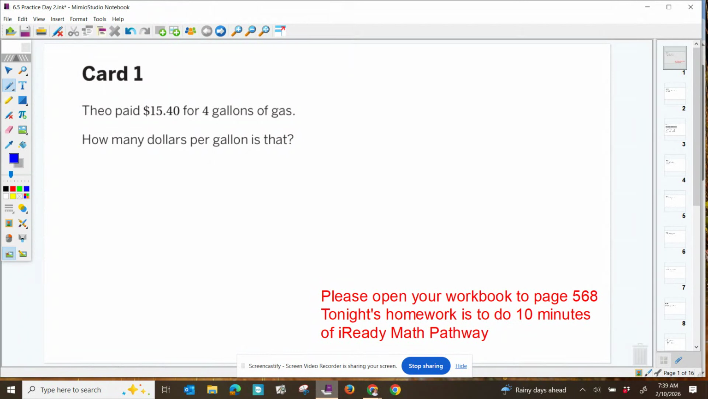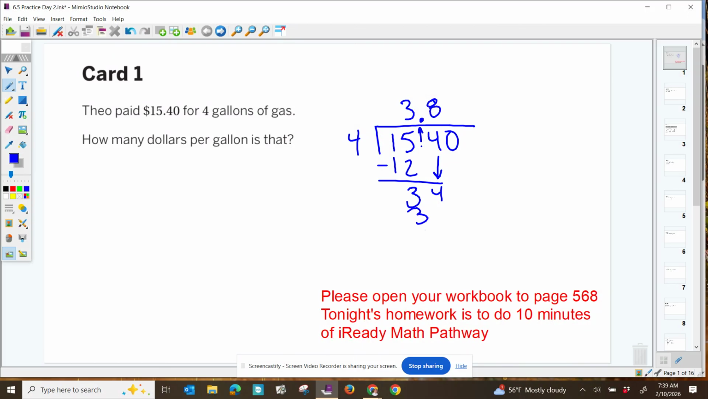For the first part, the first number you see in the problem is going under the radical, under the division symbol, and then you're going to have the other number out front. So 4 doesn't go into 1, but 4 goes into 15 three times. I subtract, I get a 3, I bring down the 4. The decimal point's going to be right there because it just came straight up in this problem. 8 times would give me 32. I get 2 and 5. So $3.85 per gallon.